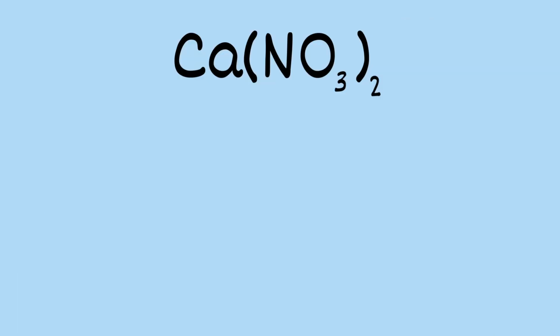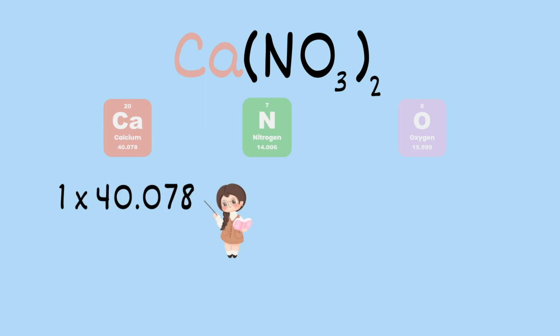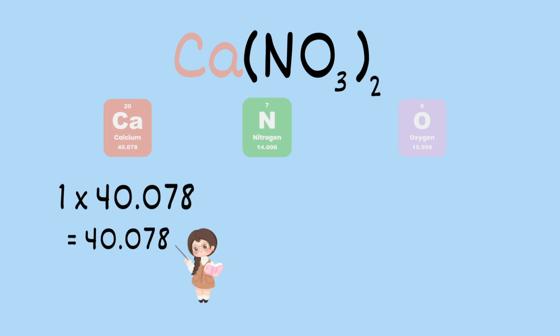Let's find the molecular mass of calcium nitrate. First, we get our elements off the periodic table, and then we identify the masses one element at a time. Calcium has no subscript, so there is only one calcium in the compound. So we're going to write 1 times the molar mass, 40.078, and this gives you 40.078.